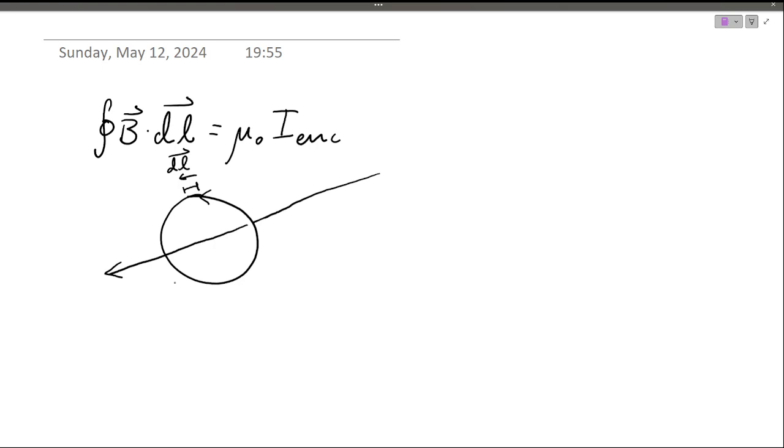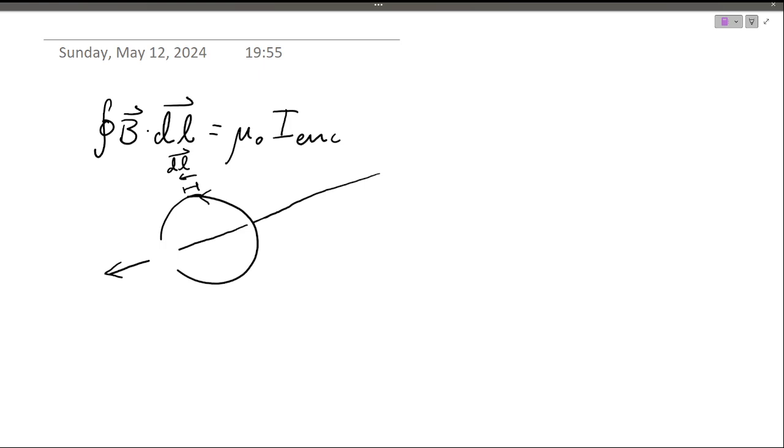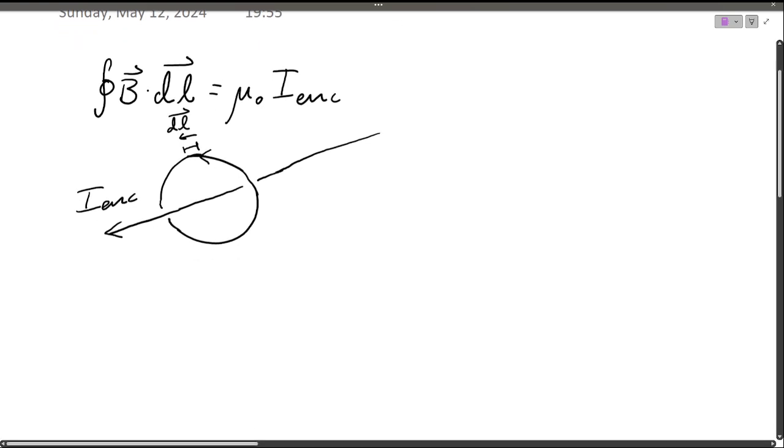So hopefully this makes it clear. I'll try to make it clear which direction exactly this is. In this case, if you point your thumb along the direction of the current, your fingers should curl in the direction of the dl if you want a positive product.